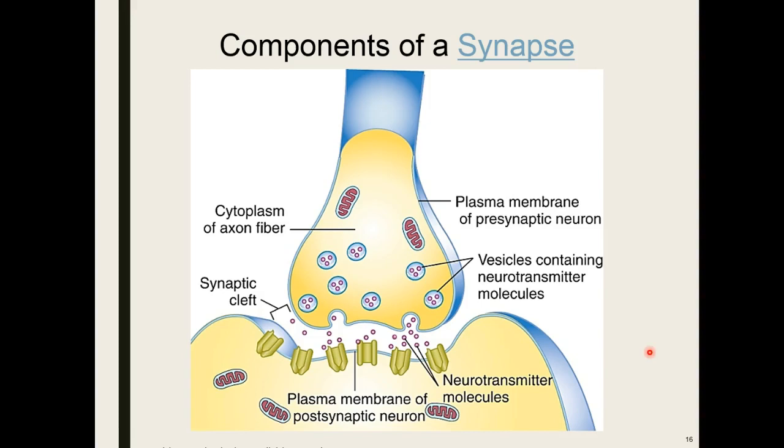So here is just a visualization of the components of the synapse. The presynaptic neuron is going to be here, and this is the synaptic knob. Synaptic cleft is the area between the two, and then here's the plasma membrane of the postsynaptic neuron. So these are the sacs that contain those neurotransmitters. They become released and then cause that impulse to occur.